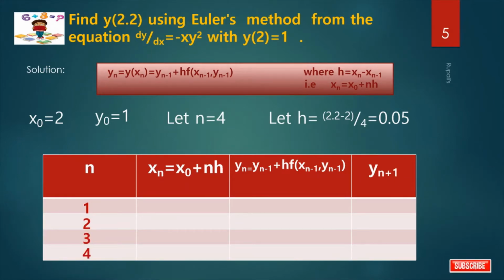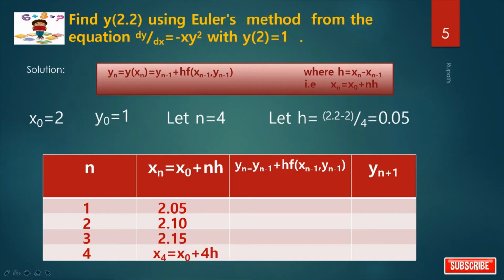So first time, what is the value of x1? x1 = x0 + n h, n value is 1, 1 into h. So what is the value of x1? x1 is x0, that is 2, plus what is the value of h? It is 0.05. So we get the value 2.05. Next time, it is x2 = x0 + 2h, and by giving the value x0 as 2 and h as 0.05, I get this value. Next time, in this way, I get this value, x3 = x0 + 3h, and after calculation, I get this value, and x4 = x0 + 4h, x0 value is 2 and h value is 0.05. After calculation, I get this value.